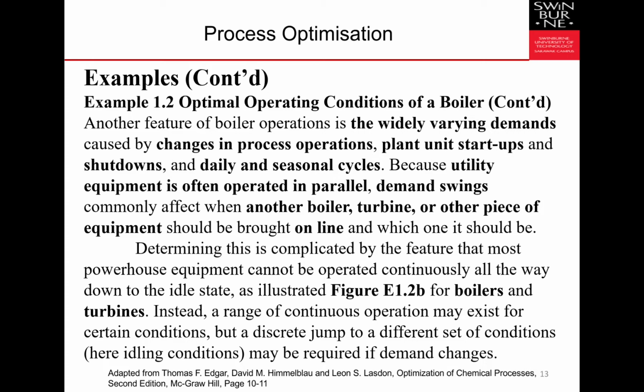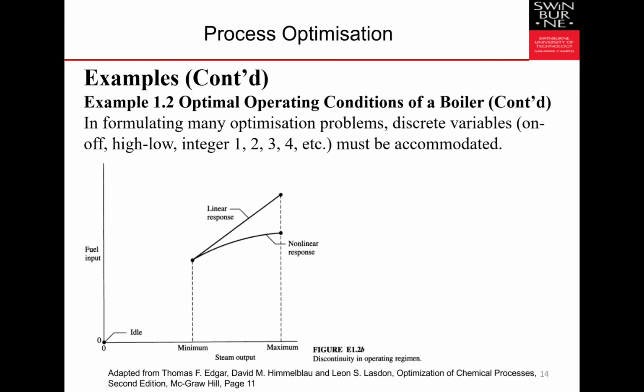Determining this is also made more complex by the fact that most of the powerhouse equipment cannot be operated continuously all the way down to the idle state, as illustrated in the next figure for the boilers and turbines. Okay, a range of continuous operation may exist for a certain range, but a discrete jump to a different set of conditions may be required if the demand changes. So what is implied in here, for example for a boiler, is that at this particular zero it's idle, but you need a certain minimum amount of fuel input in order to start to generate steam.